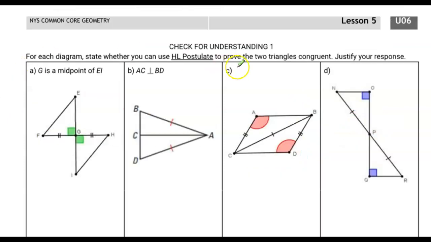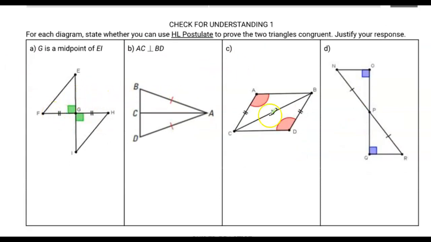Okay, let's take a look at the check for understanding number one. Just look at these pieces of information, these diagrams, and see whether you can use HL postulate to prove the two triangles are congruent. And there was one piece missing here that I had to put in. That P is a midpoint of OQ. Okay, try this out, pause the video, and then see if you get it right.